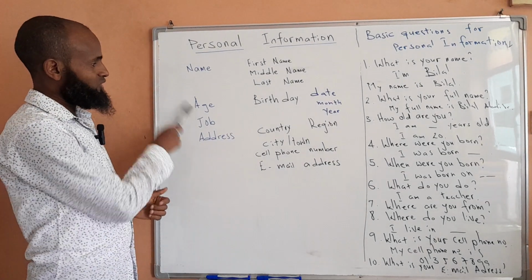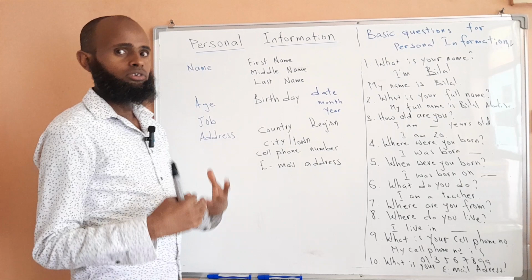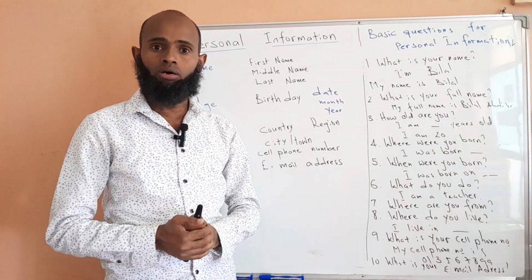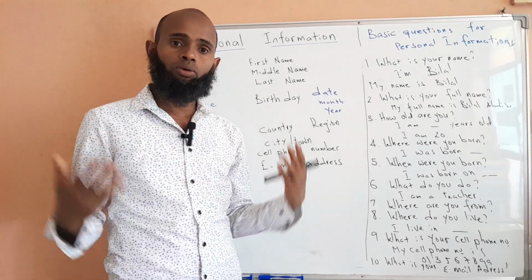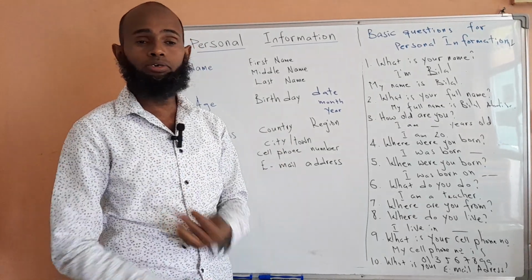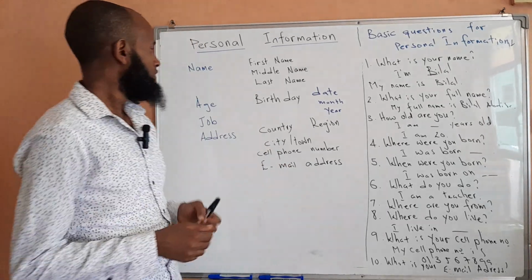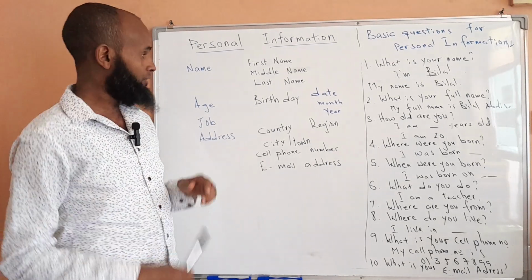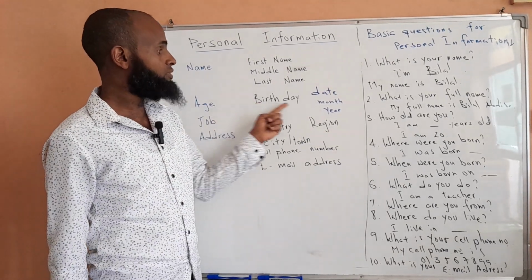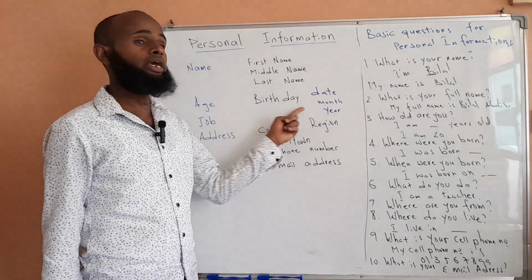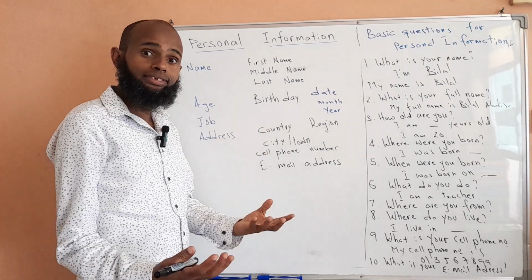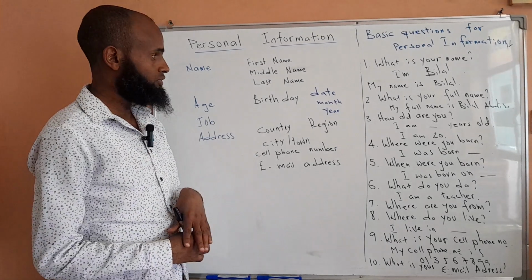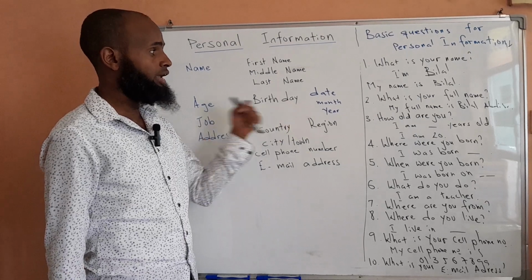Okay, the next one is your age. Age is how old you are. It is how long you have lived on this earth from your birth date until now. So the basic question for this is, how old are you? So here, birthday. Birth means the first time you come to this world, the first day.